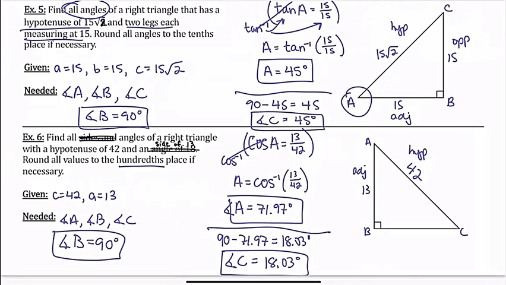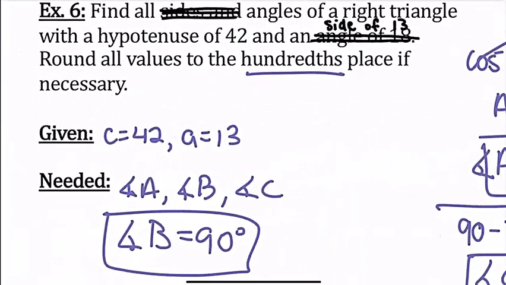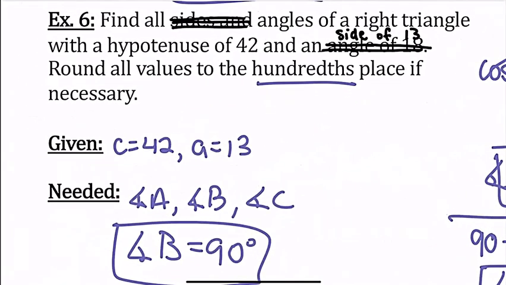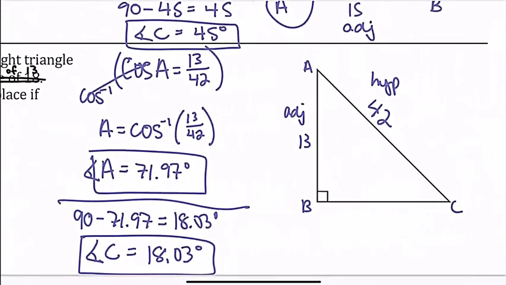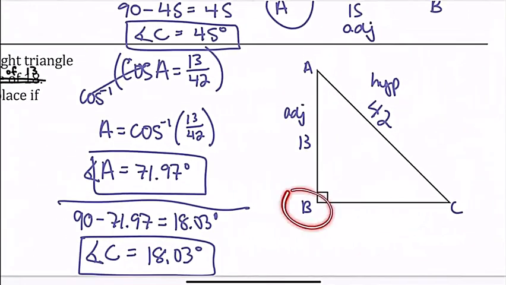Okay, here's number 6. So I'm going to zoom in over here. We were given a hypotenuse of 42 and a side length of 13. I just called it A. You could call it B if you want to. Looking for A, B, and C. And then B, I made 90 degrees. Well, it was already 90. It's right here. So when I labeled them, and then I found A again, you don't have to always find A. I'm just a creature of habit.